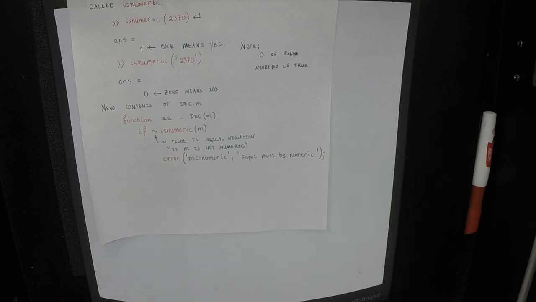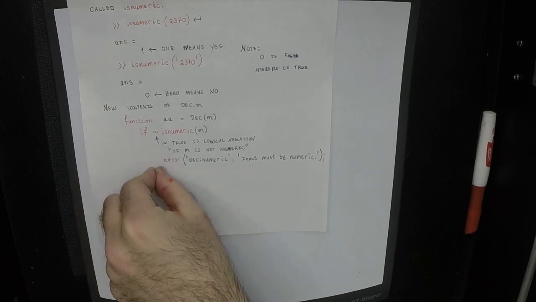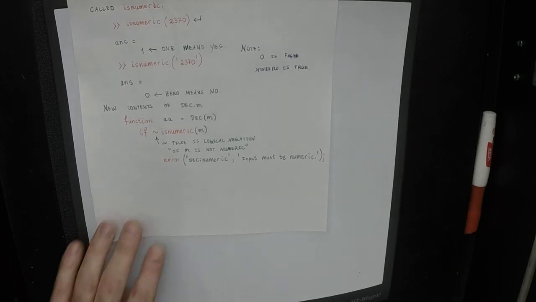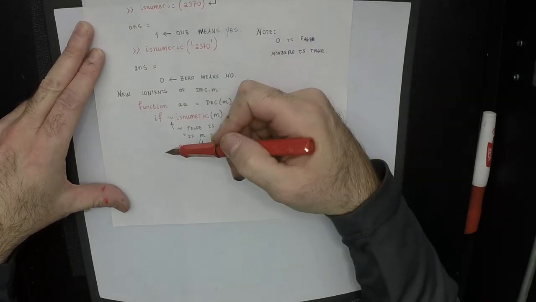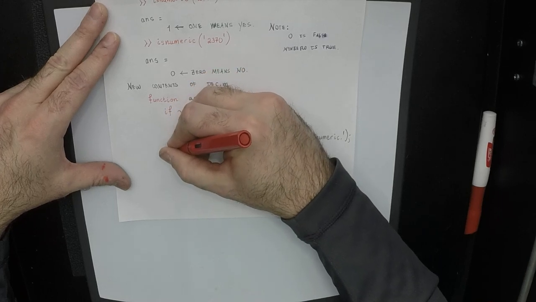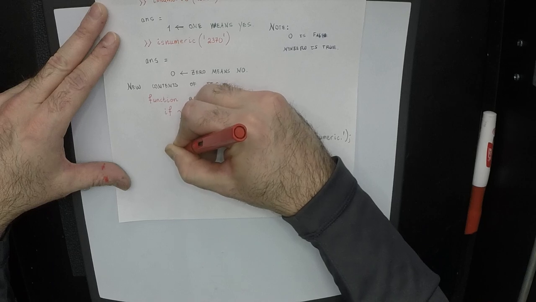Now, what's the next thing we want to check? We want to check and see if it's positive. One way we could do this is we could end this if, and then start a whole other if. Okay, but that's bad style. So the way to continue an if is a new keyword. The keyword is elseif, and that's all one word.